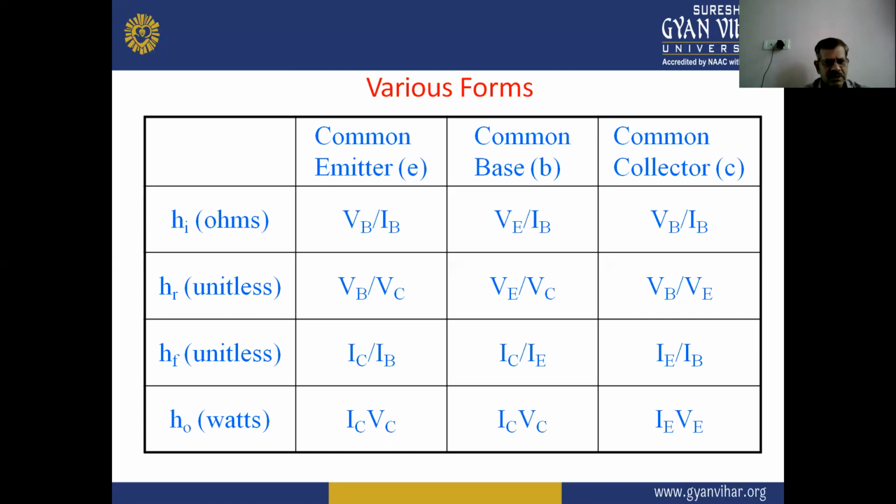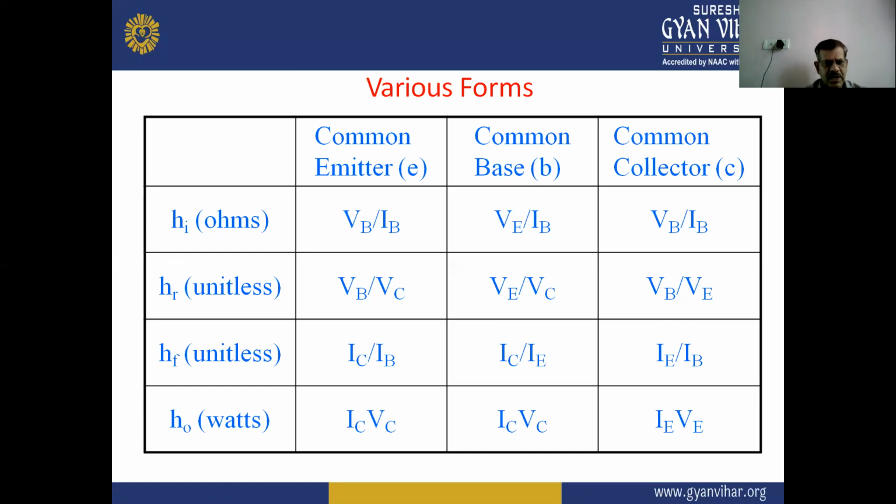So there are various forms of the different configurations, common emitter, common base, and common collector, and different parameters, such as input impedance, current gain, voltage gain, and output impedance. So HI, the input impedance, for the common emitter will be VBE upon IB, for common base this will be VEB upon IE, and for common collector this will be VBC upon IB.